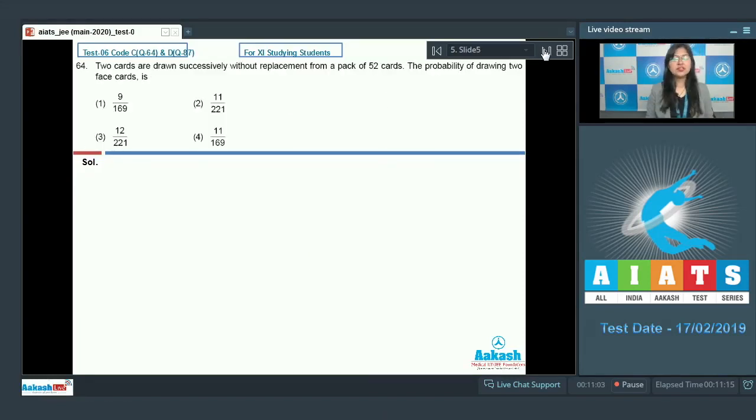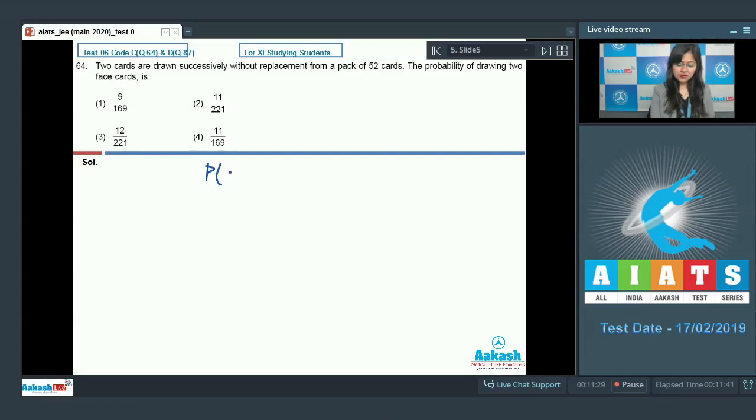Next is question number 64, which says that 2 cards are drawn successively without replacement from a pack of 52 cards. The probability of drawing 2 face cards is. A simple question from probability in which we have to find the probability of drawing 2 face cards.